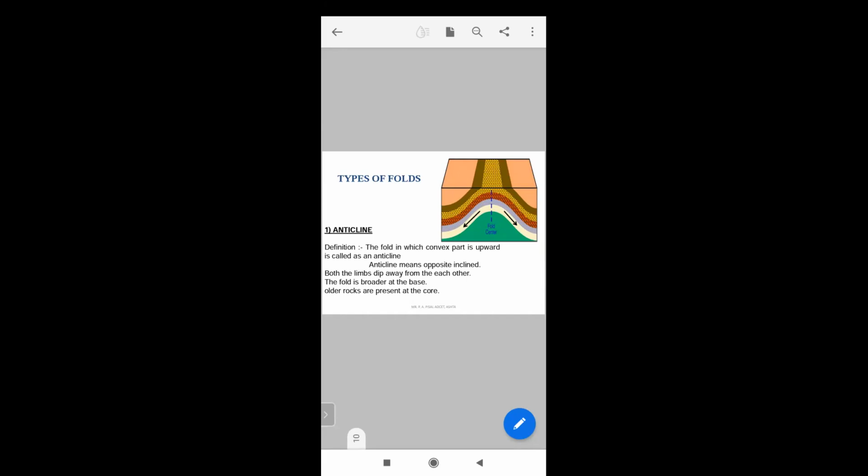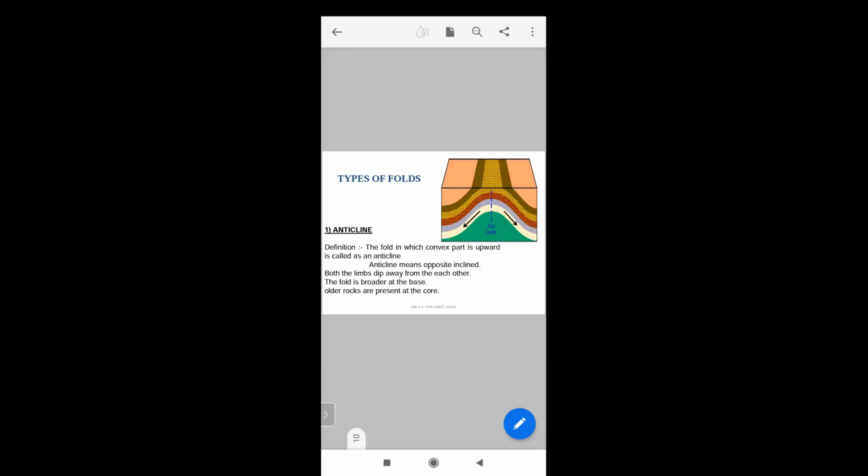Now anticline means the fold in which the convex part is upward is called an anticline. Convex part is upward means there are two parts for the wave, convex and concave part. The depression is considered as a concave and the top crest part is considered as a convex part. So here, when you look, the crest is towards the upper side.